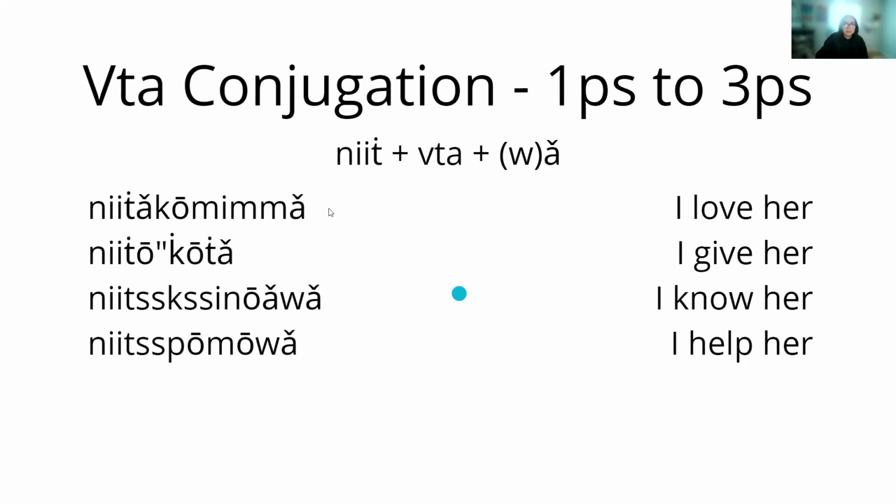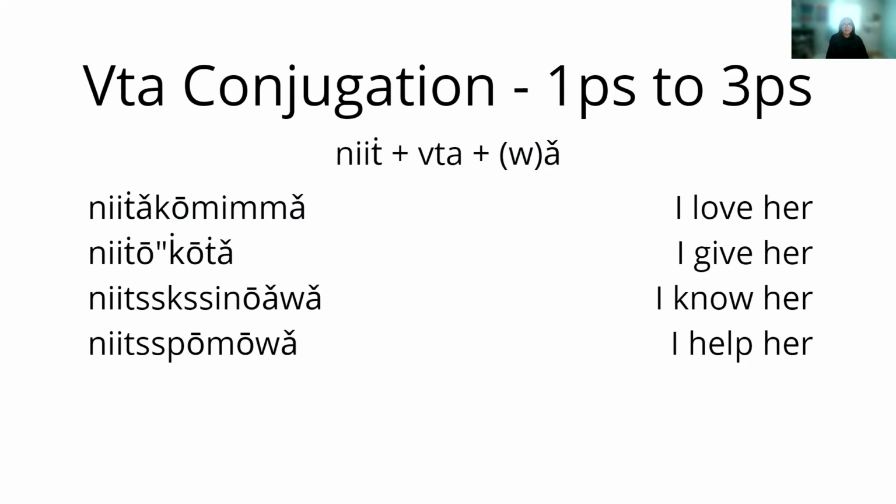So for instance, if we take the word akomim to say I love her or I love him, it would be nitakomimma. So you could see how this nit comes at the beginning. And I have this W in quotation marks because it's not always going to come up. In some instances, for instance, when it comes after a consonant, the W kind of gets canceled out. And it's just to help with pronunciation. So it's not nitakomimwa, it's nitakomimma. I love her.